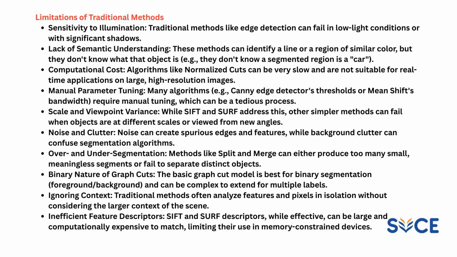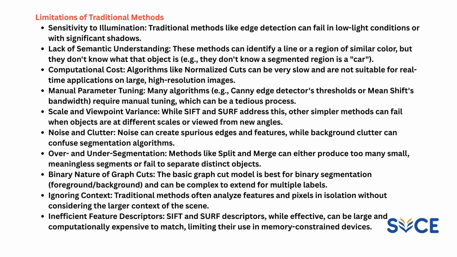The next one is scale and viewpoint variance. While algorithms like SIFT or SURF were designed to handle this, many simpler methods are not robust to changes in an object's size or viewpoint. Features that are easily detected from one angle might be unrecognized from another. This makes them brittle in dynamic environments, basically.